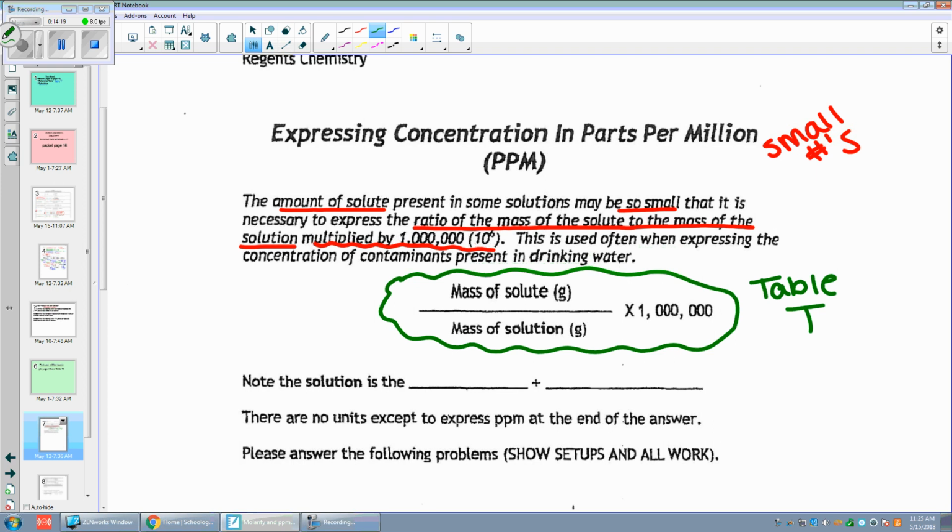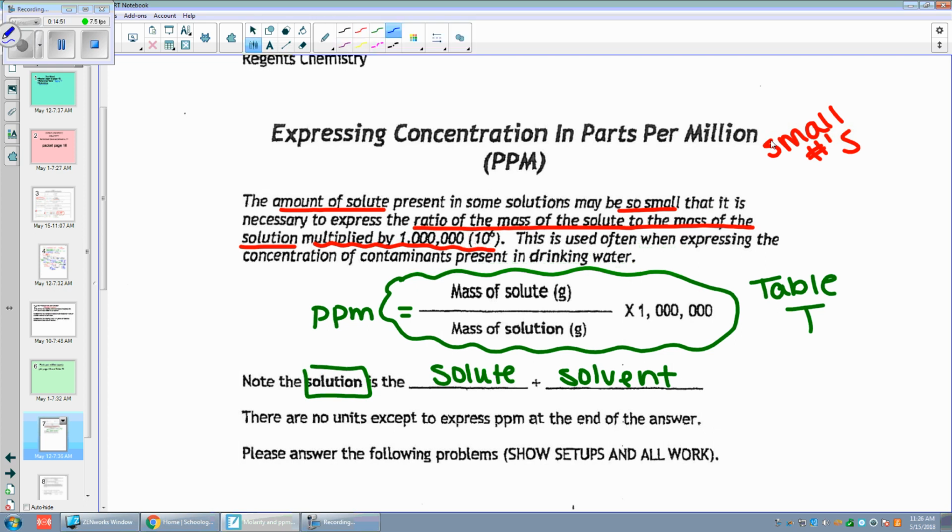Mass of the solute over mass of the solution times 1 million. You want to know that the solution, well, that's everything. So that's the solute and the solvent. So your solution is everything. The mass of the solute is just the piece you're dissolving. Things that are going to help you, we should probably label ppm equals this.